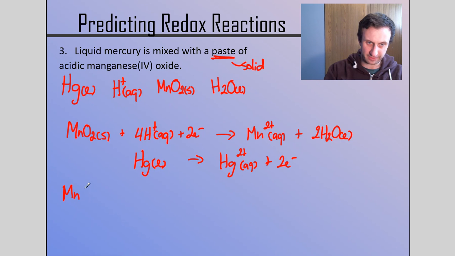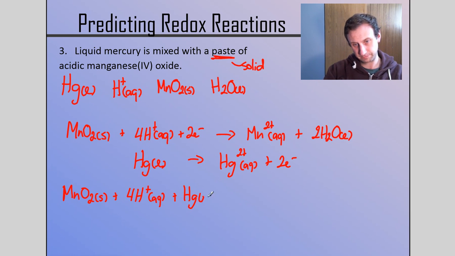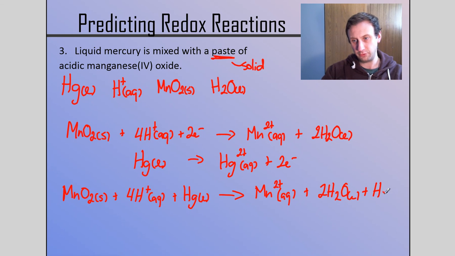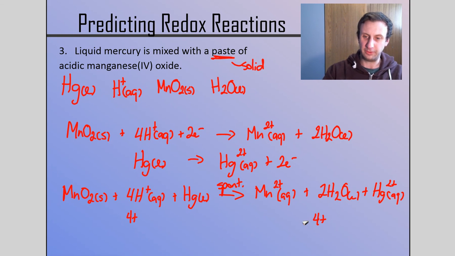So now what I have is I have MnO2 solid plus 4H positive aqueous plus Hg liquid makes Mn2 positive aqueous, 2 H2O liquid, and Hg2 positive aqueous. This was downhill, so I know this is spontaneous. Quick check on charge to make sure I'm right. On the left-hand side, I have a 4 positive charge, 4 times 1. And then on the right, I have 2 positive and 2 positive, so I have 4 positive as well. So I know that I'm correct. Looks like a good solution, so I am done.